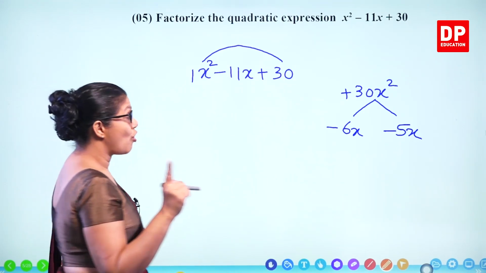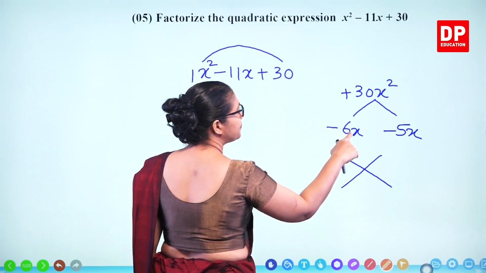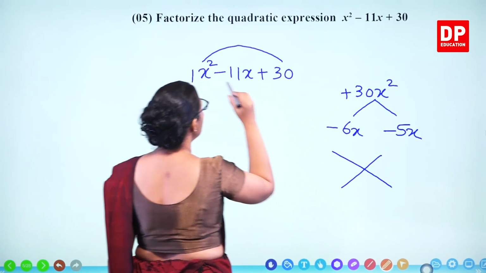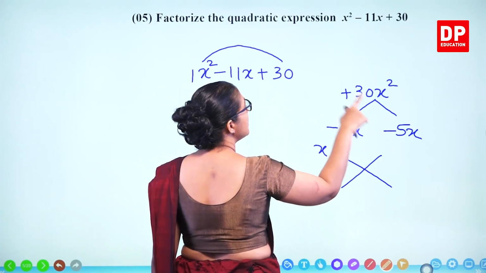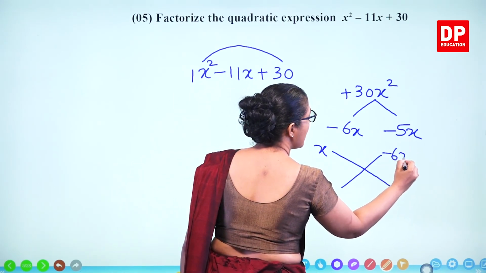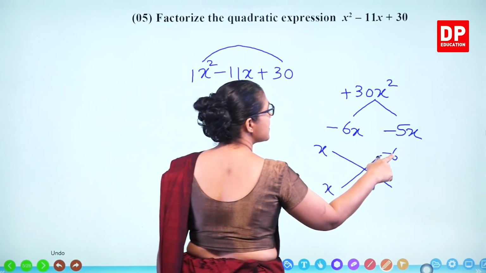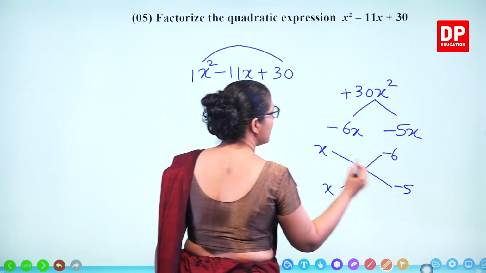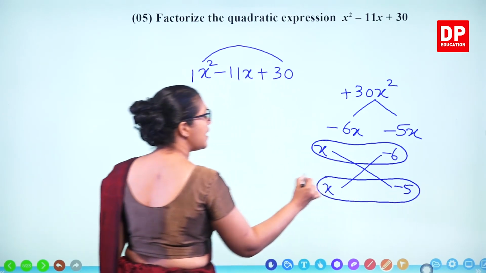If I use the short method, what you do? Straight away you can write x squared: first term x and x. How you get 30? These are the correct factors, minus 6 and minus 5, and here we don't write x. Then we write down the factors this way: x minus 6 and x minus 5.